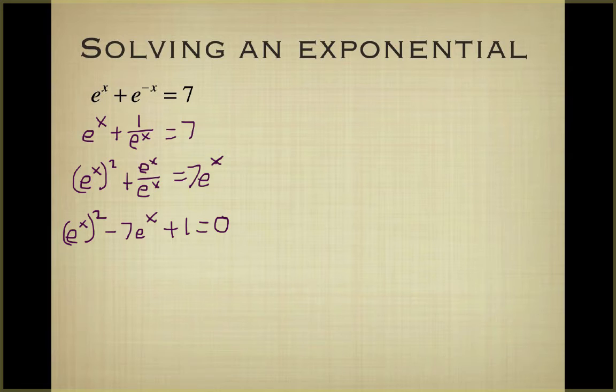Now what we can do with this is this thing called substitution. To make our lives easier, instead of having to work with these e to the x's, I could make this, using substitution, something that we understand how to solve. So I'm going to say let y equal e to the x. Replace all my e to the x's with y's, and we get y squared minus 7y plus 1 equals 0.